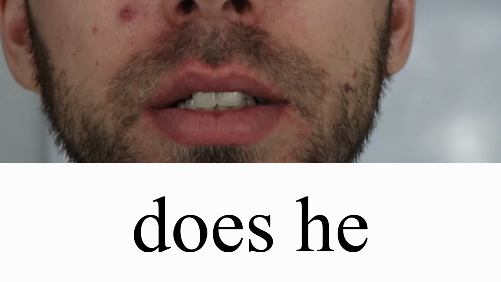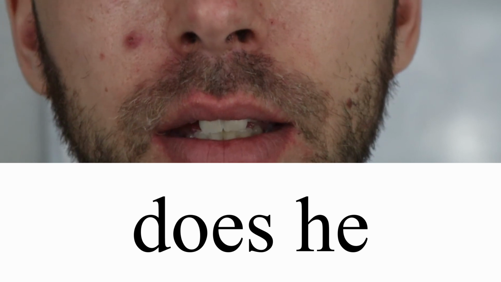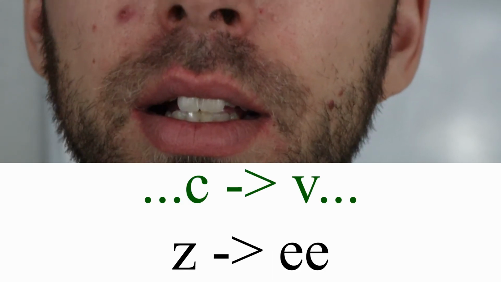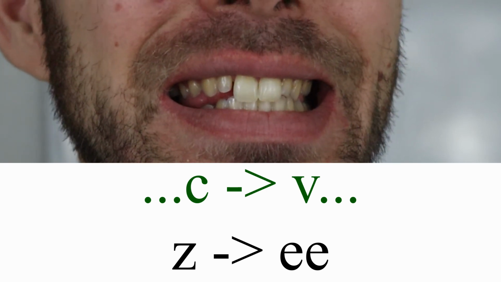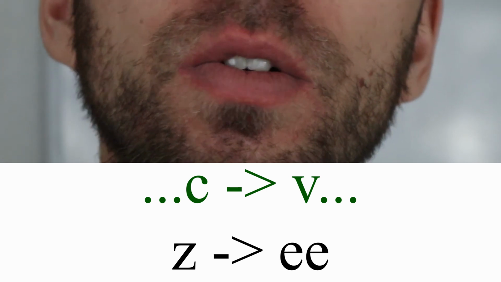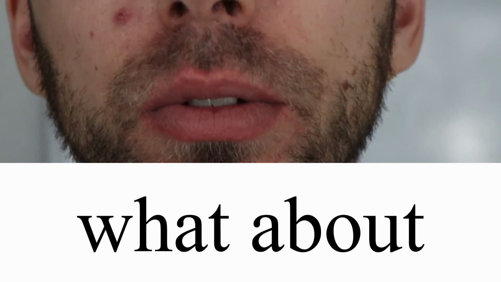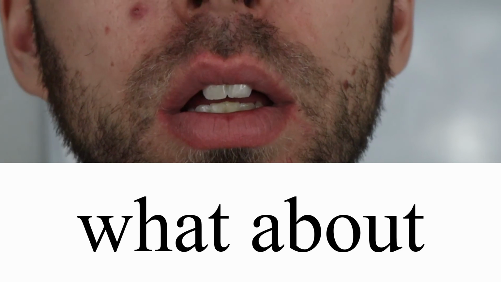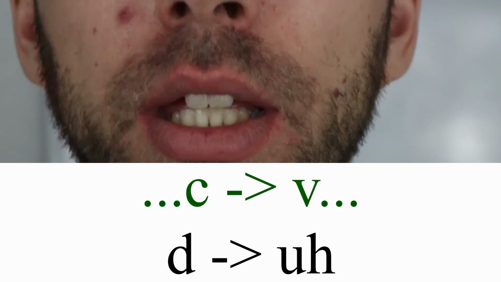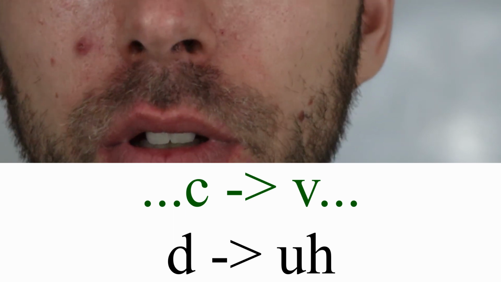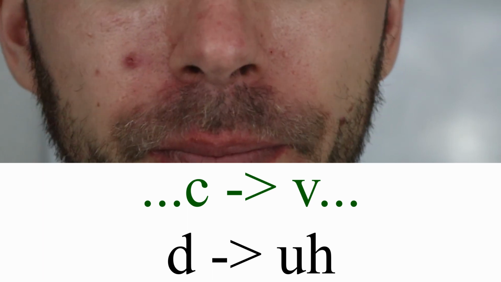Does he? Clearly, this is a connection. We're dropping the H, connecting the Z sound from does over to the E sound, the first vowel, consonant to vowel. What about? Here, just like with what if, we connect over that T, but it becomes a D sound, consonant to vowel.